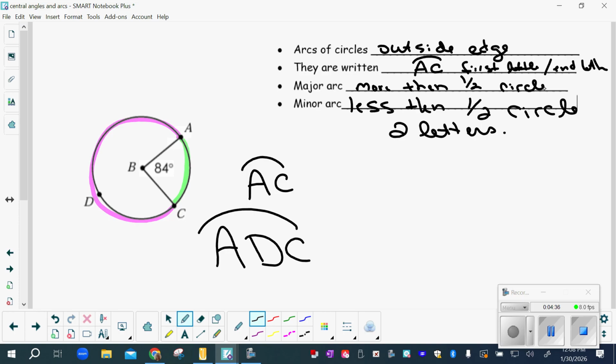Okay. So we can't really go around and measure circles because it's tricky to do, right? So here's what we do. We actually give these little pieces degrees.